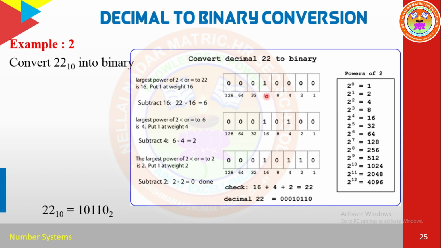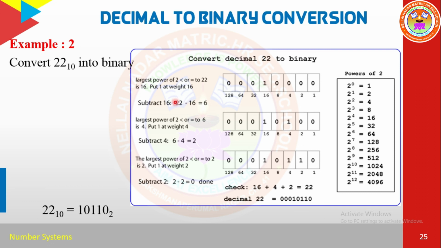So you have to choose 16 alone. So we need a condition, what is it? One is equal to or less than the given number, 22. So 16 is less than 22, so we have to choose the first value. In that position you can put 1.